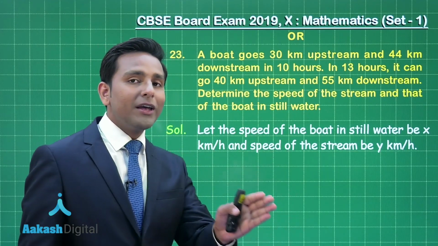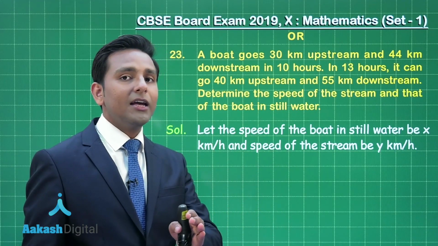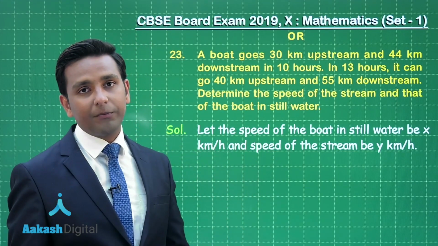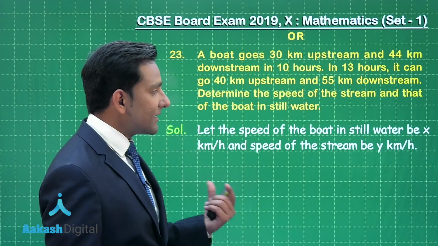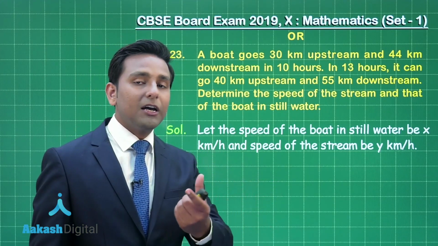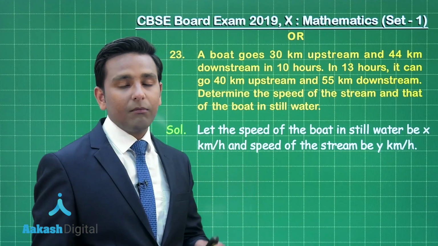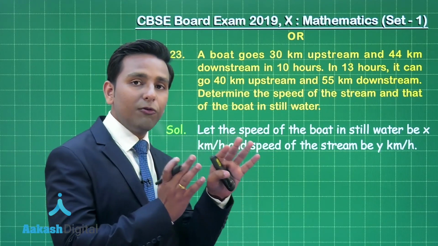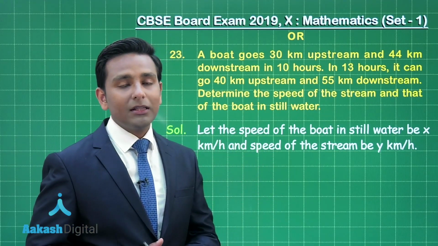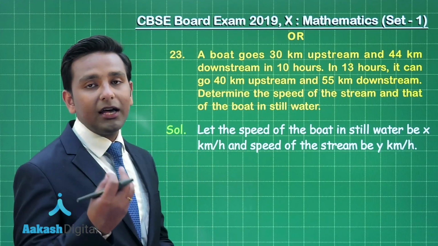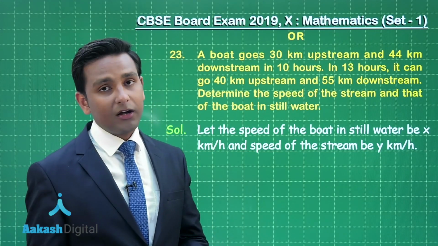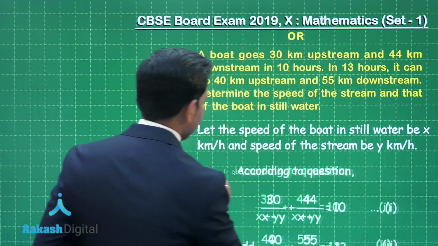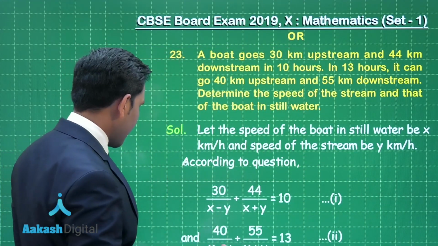When boat is moving in downstream, then you can say the boat is moving in the direction of the flow of river. So its speed can be written as x plus y km/h. But when boat is moving in upstream, that means opposite to the flow of the river, then its speed can be written as x minus y km/h. So in the next step of the solution, you can write according to the given question.